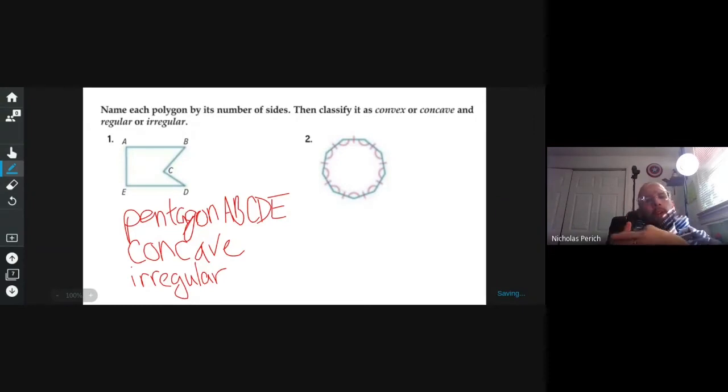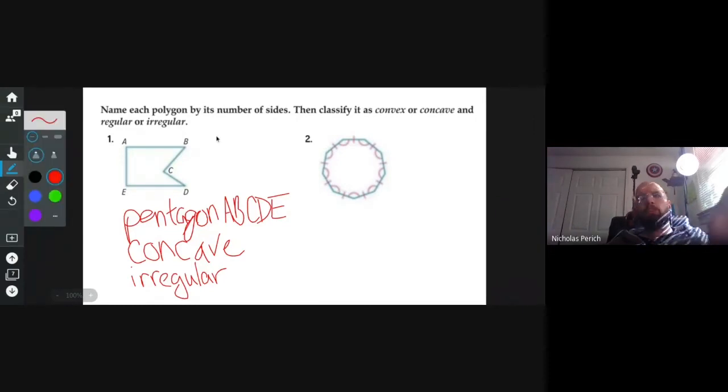Number of sides, convex, concave, irregular. Okay, take a look at the shape on the right.